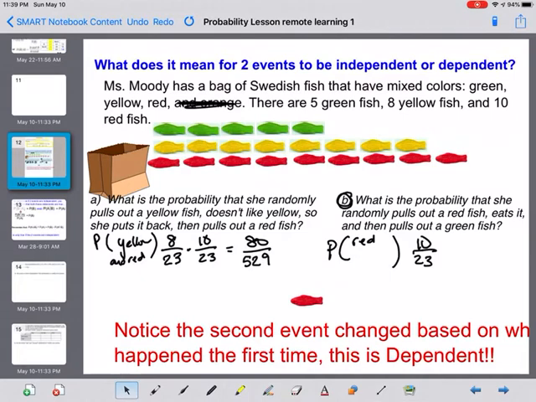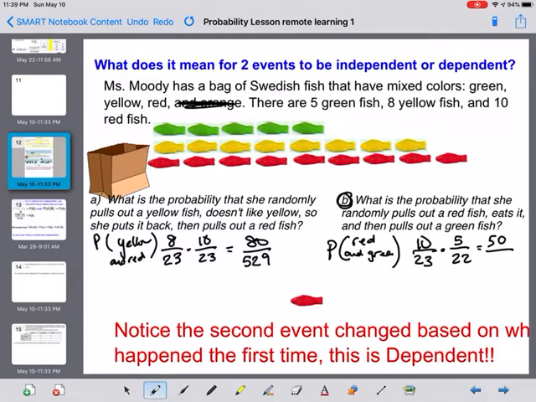But now this guy is eaten, so he's no longer there. Now she reaches in and she's going to try to get a green fish. Well, how many green are there? There's 5 green. And how many fish are in here? There's only 22 fish now. Notice that the number of fish is less.